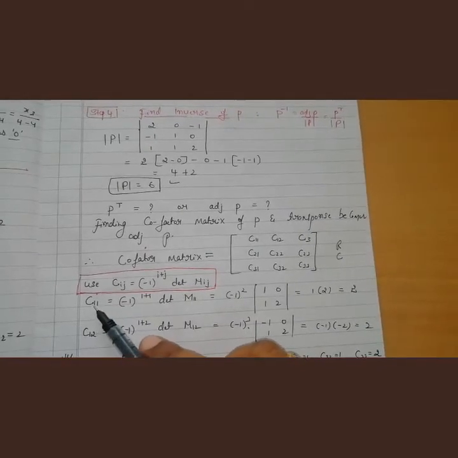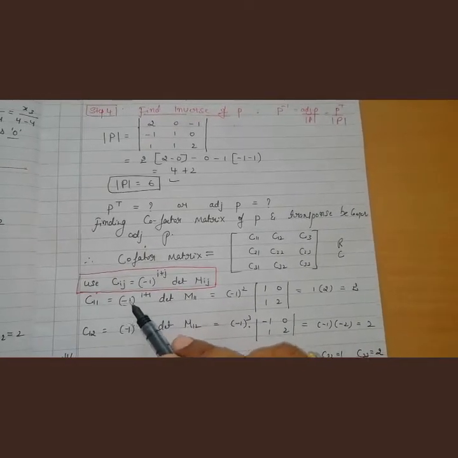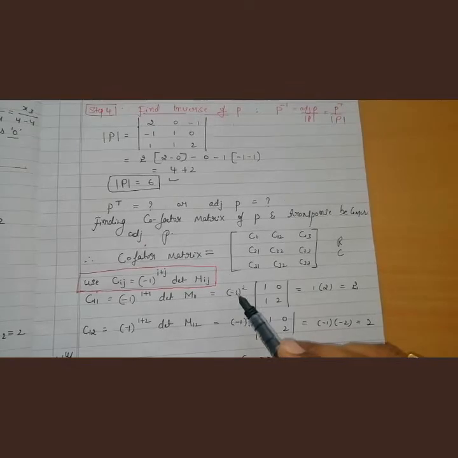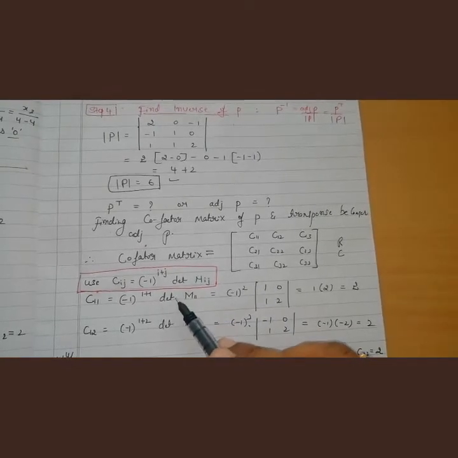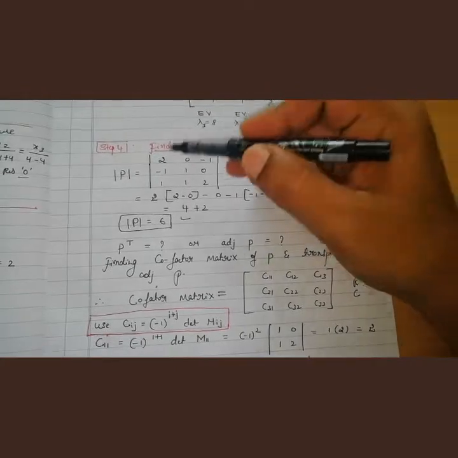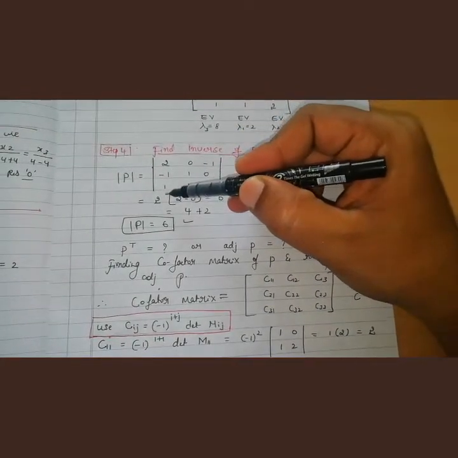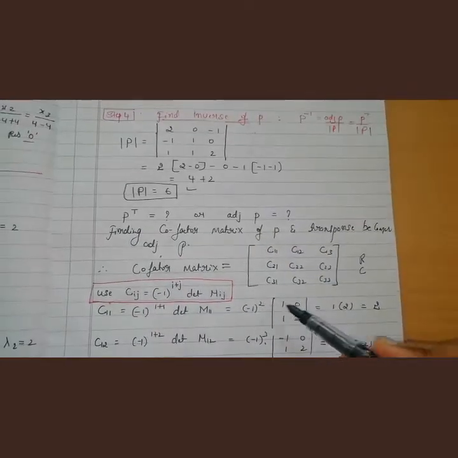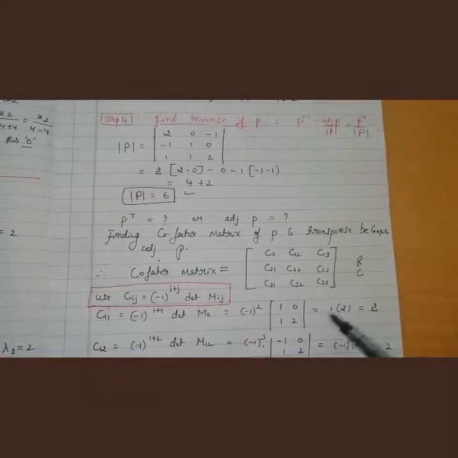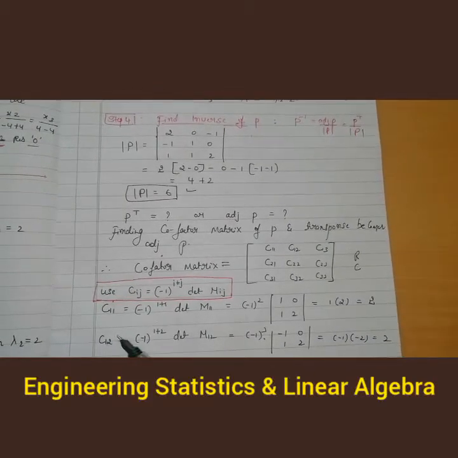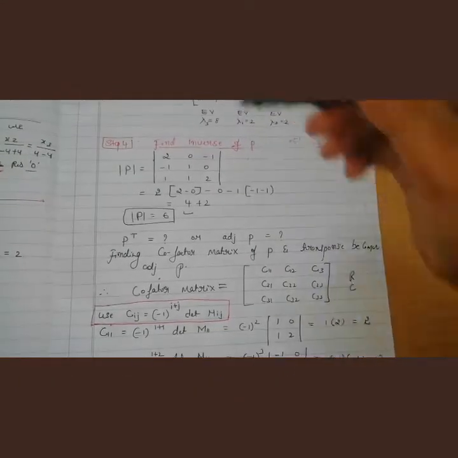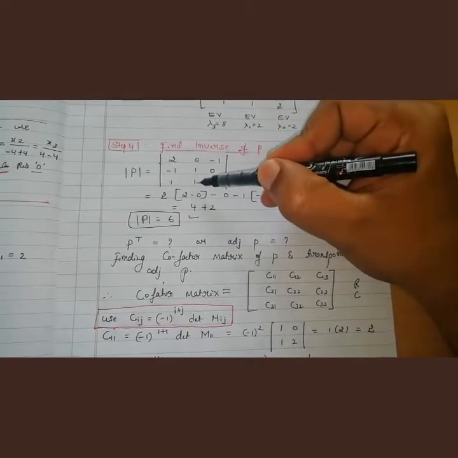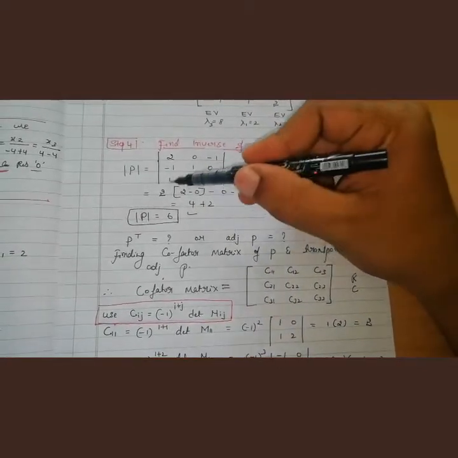C11 is row 1 column 1: minus 1 raised to 1 plus 1, determinant of M11. Here minus 1 raised to 2 is 1. How to find the determinant of M11? Here you can observe it is entry 1 1. Excluding this row and this column, what are the entries? 1 0 1 2, right? Now you will get the determinant of this and at the end you will get 2. Similarly C12 is minus 1 raised to 1 plus 2, determinant of M12. How to find M12? First row, second column. Ignore these entries, and what are the remaining? Minus 1 0 1 2.